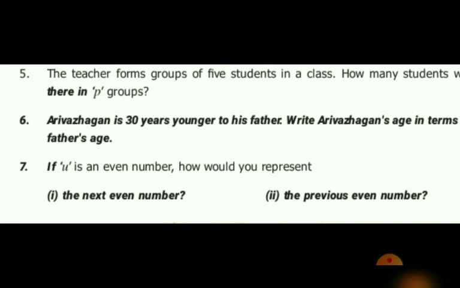So what is the next even number? U plus 2. If 2 is an even number, what is the next even number? 4. 2 plus 2, 4. So increasing by 2. So if u is an even number, we can write the next as u plus 2. Previous even number means we have to subtract 2, u minus 2.